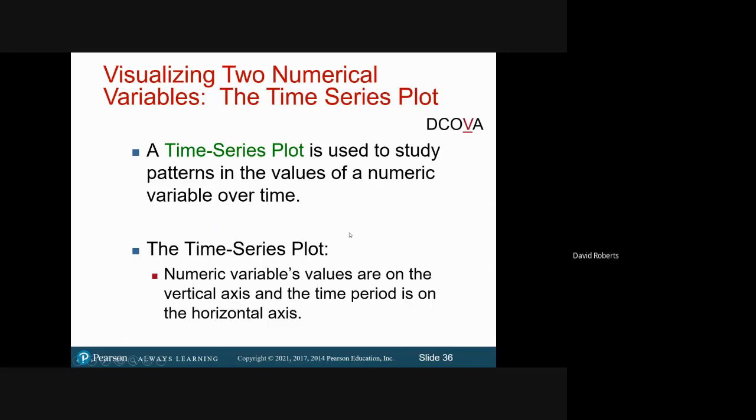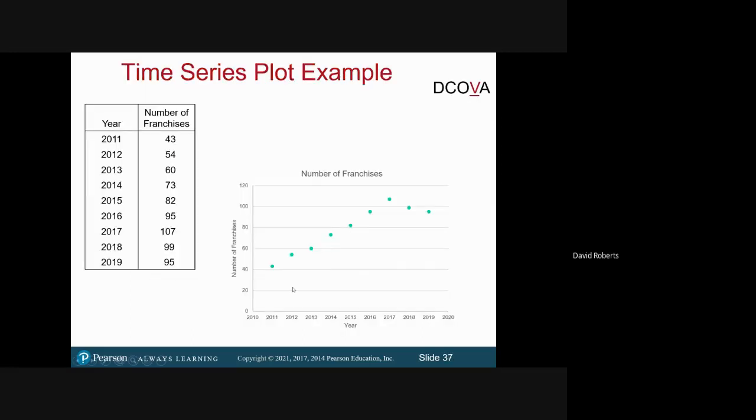Time series uses time. It's very common. I'm sure you've seen them. So in this case, you're looking at the number of franchises over time. You can see that the number of franchises increased from 2011 to 2017, and something happened in 2017, so that now you're seeing a downward trend in the number of franchises.